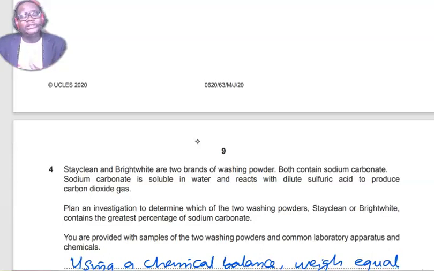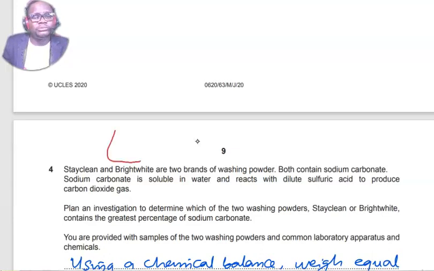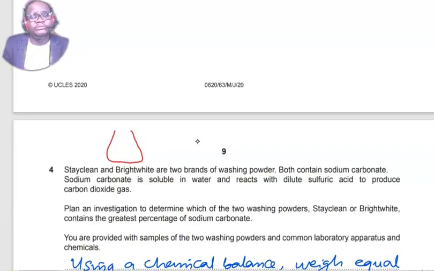The one that reacts more with sulfuric acid will be the one that contains more sodium carbonate. And if it contains more sodium carbonate, it means that when it reacts with sulfuric acid, there's going to be a lot of loss in mass. So the powder that contains more sodium carbonate will lose more mass when it reacts with what? With sulfuric acid.